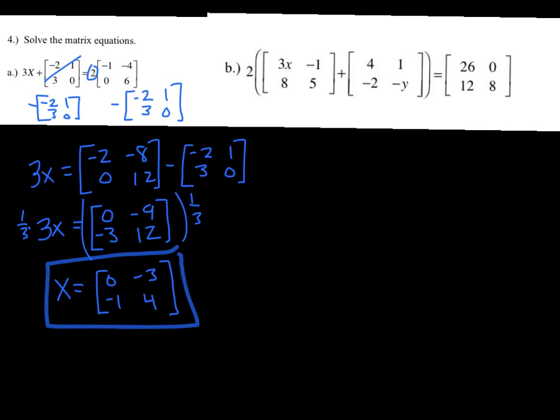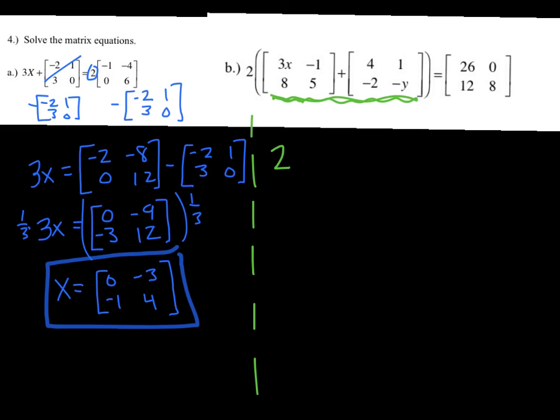Okay, so for letter B, we have 2 times, in parentheses, 2 matrices added together equals that third matrix. So what's going to happen is order of operations says do what's in the parentheses first, regardless of if it's regular numbers or if they're matrices. So we're going to combine these 2 matrices together first and then distribute the 2. So I'm going to keep the 2 out front.